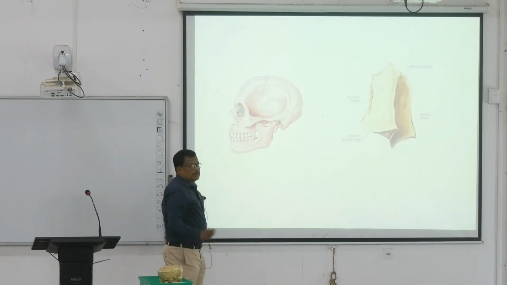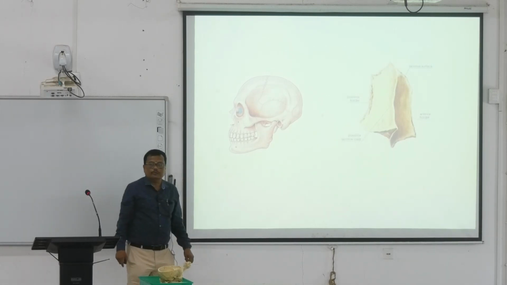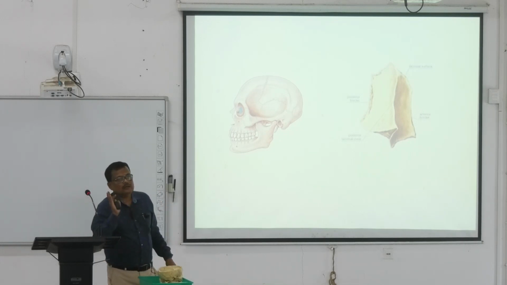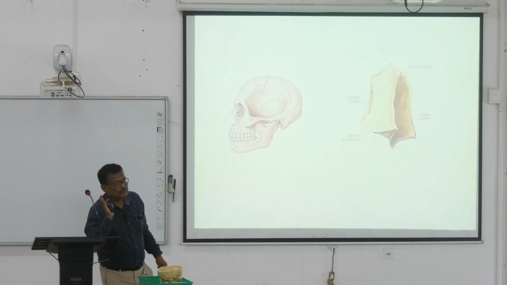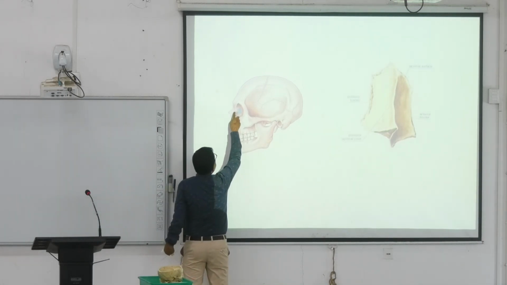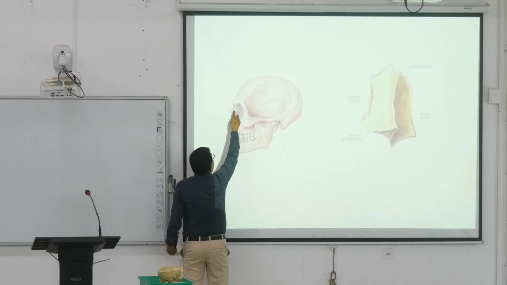Look carefully at this figure. The blue color is the lacrimal bone. Can you see it? Blue color is the lacrimal bone. And this is the maxilla. This is the frontal process of the maxilla, which articulates with the frontal bone.